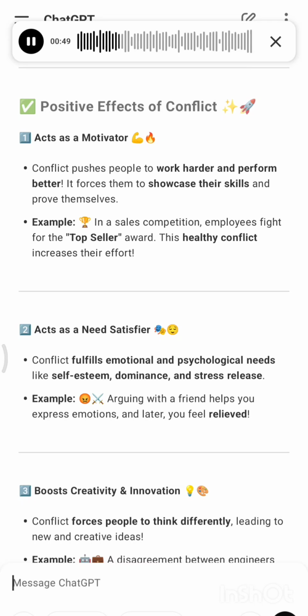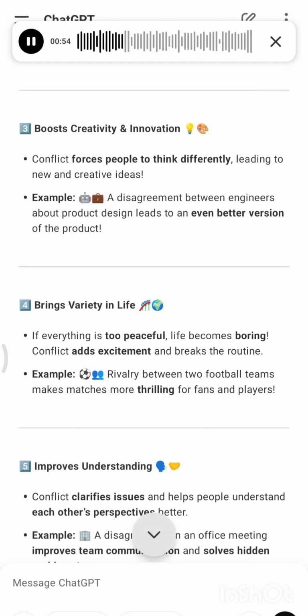3. Boosts creativity and innovation. Conflict forces people to think differently, leading to new and creative ideas. Example: a disagreement between engineers about product design leads to an even better version of the product. 4. Brings variety in life. If everything is too peaceful, life becomes boring. Conflict adds excitement and breaks the routine.